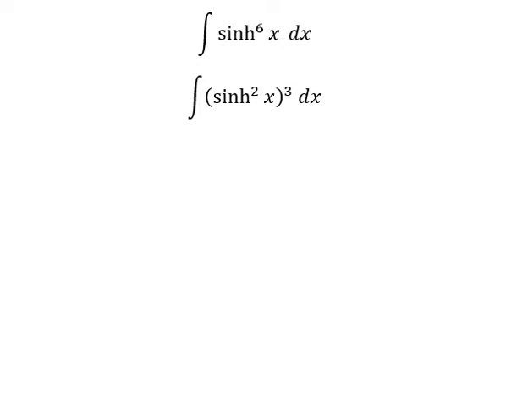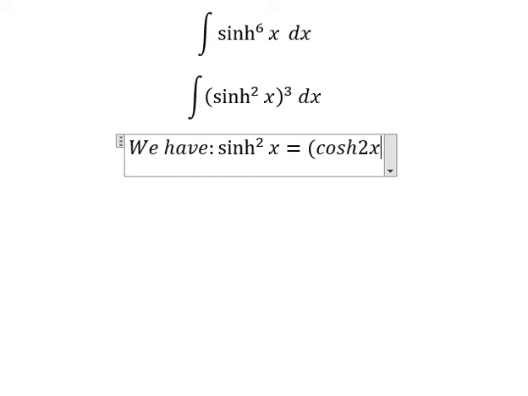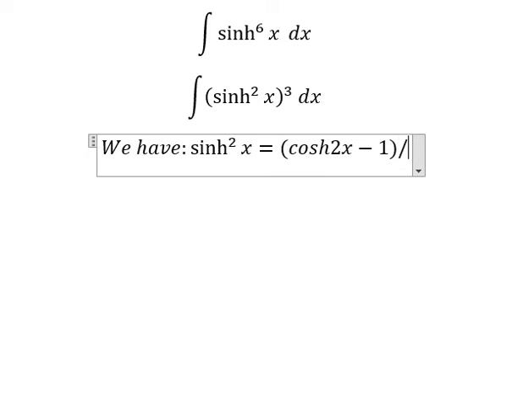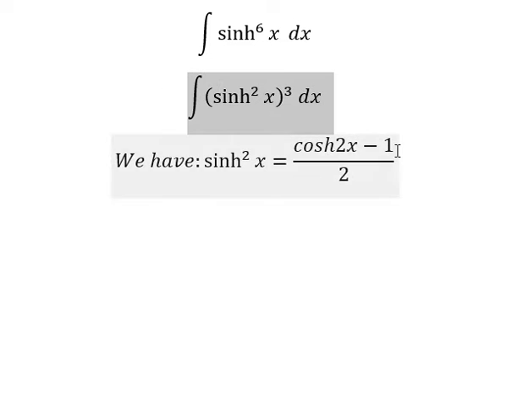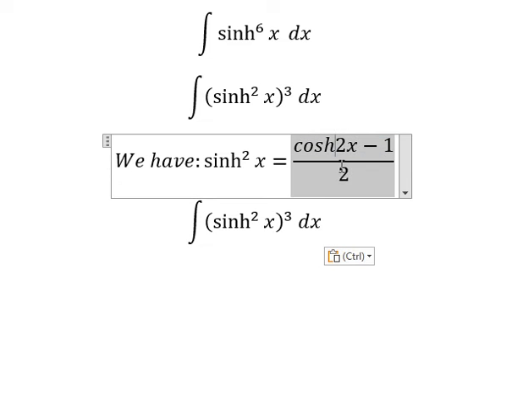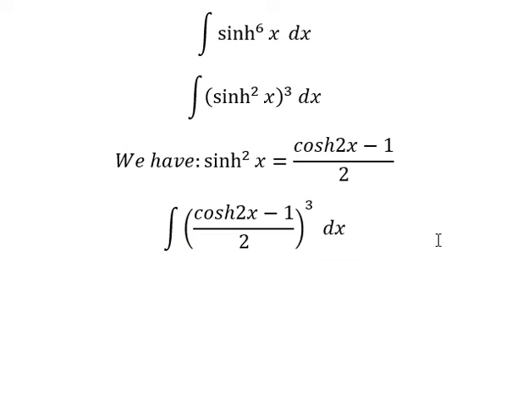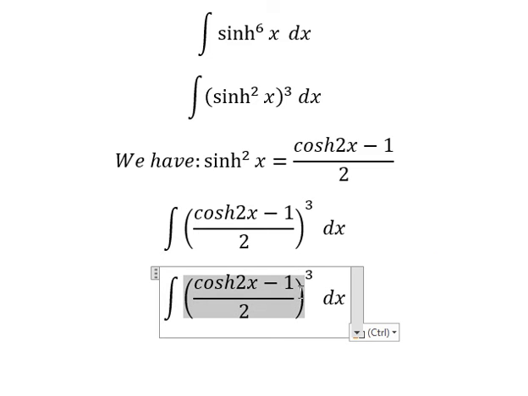Next, we have the formula in here. Sin x squared equals to cos 2x minus 1 over 2. Now, we need to change this one into this one. And now, we need to expand.